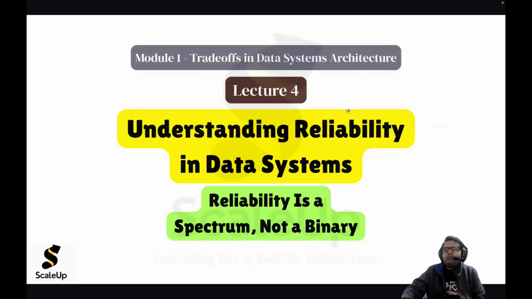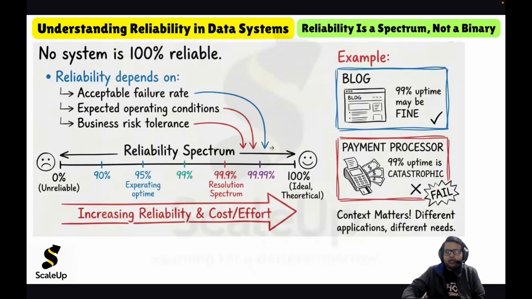Reliability is a spectrum, not a binary. This is very interesting. Reliability is not like, okay, the system is reliable or the system is not reliable. We cannot say that. It is not a binary thing, yes or no. Rather, it's a spectrum. It means we can say that the system is 80% reliable or 90% reliable. And one more very interesting observation: no system is 100% reliable.